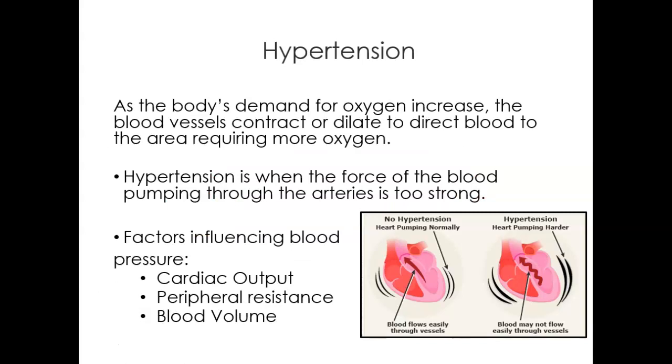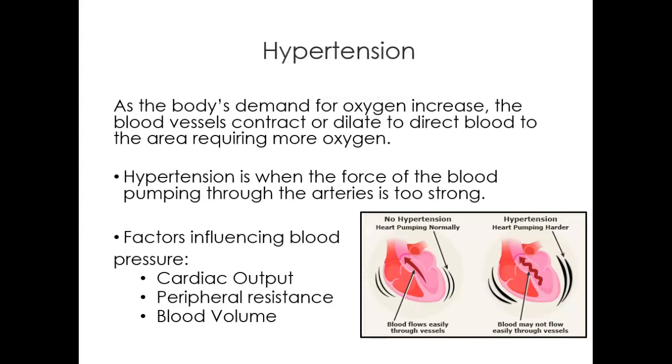So as the body demands oxygen in certain areas more than others, the blood vessels will either contract or dilate to direct that blood to where the oxygen is needed. So if you're working out and your muscles and your lungs are demanding oxygenated blood, your stomach blood vessels might contract a little bit and blood flow might be reduced to your stomach because it's not needed there as much as it's needed in your heart or in your lungs and your muscles.